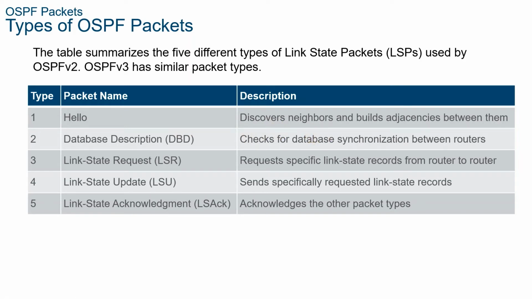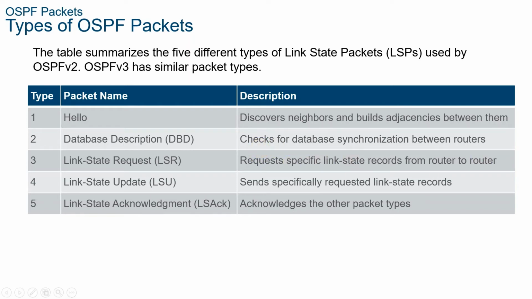The next one is type 2, also known as the database description, or DBD, packet. This contains an abbreviated list of the LSDB of the sending router and is used by the receiving routers to check against the local LSDB. The LSDB must be identical on all link state routers within an area to construct an accurate SPF tree. Basically, it checks for database synchronization between routers.